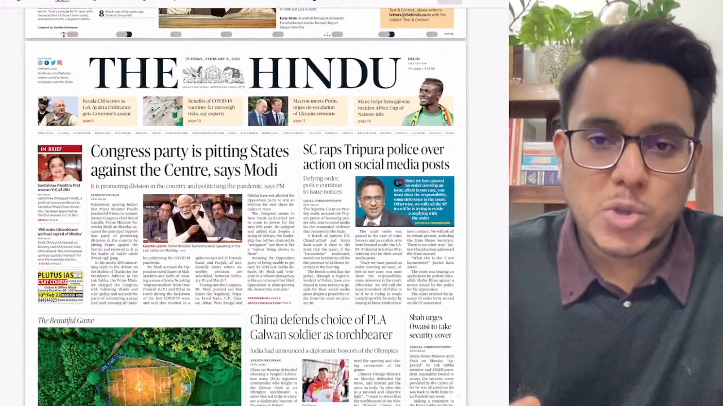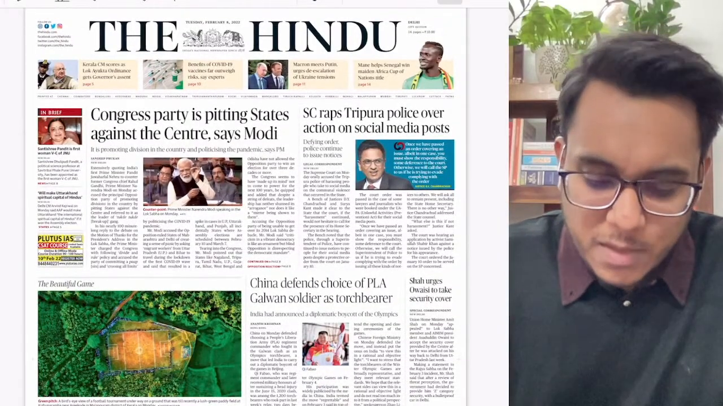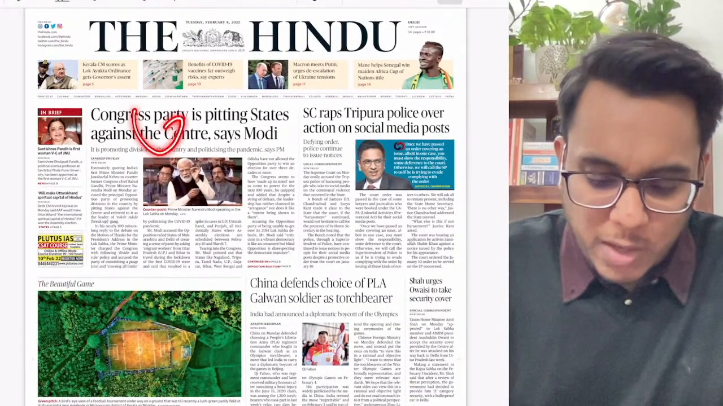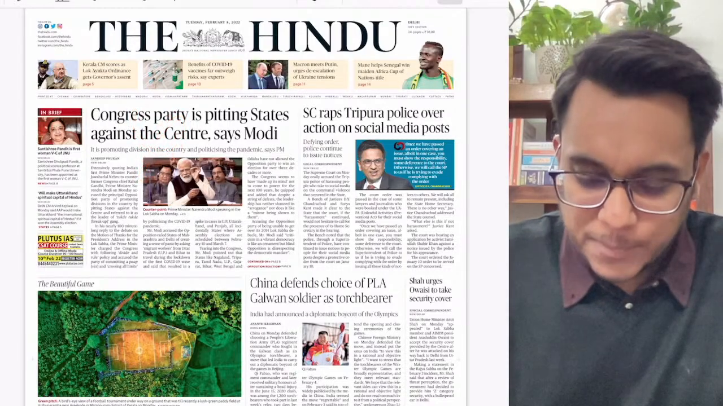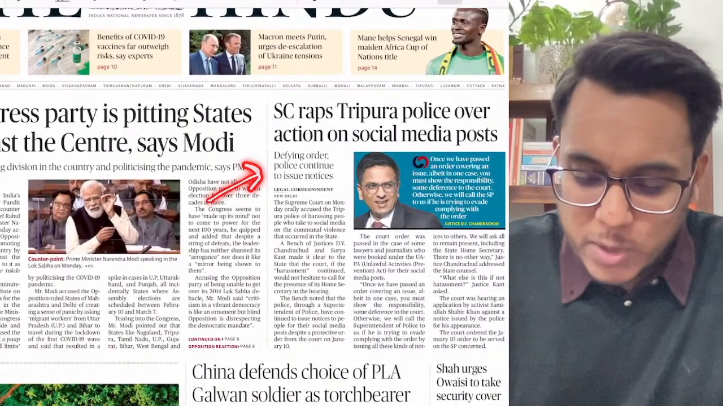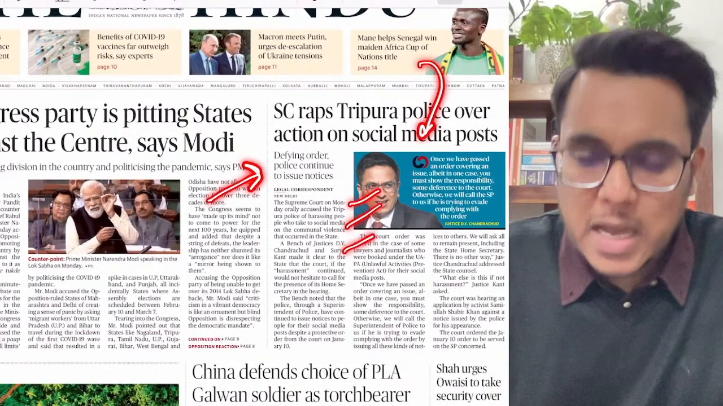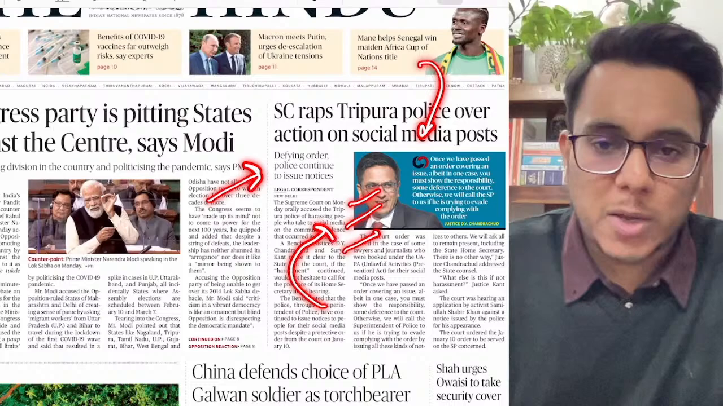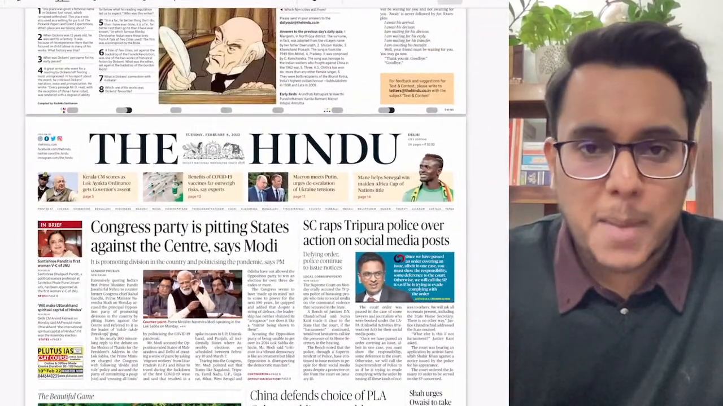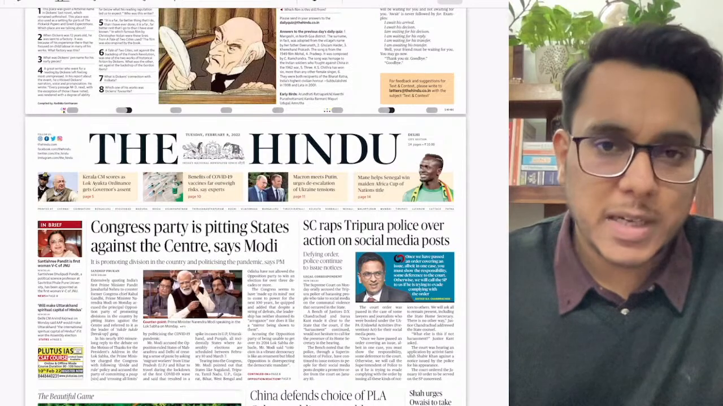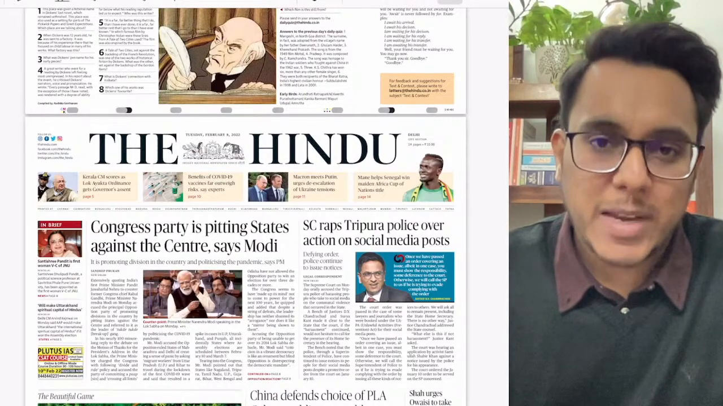Now coming to the Hindu newspaper. This is page number 1. Now guys, here we can see that first of all, a lot of political news etc. has been given. Please don't go into that particular thing. Supreme Court raps Tripura police over the action on the social media post. Now understand this particular thing: over the past few years, whenever a person is coming out with a dissent, police complaints are being filed against them.